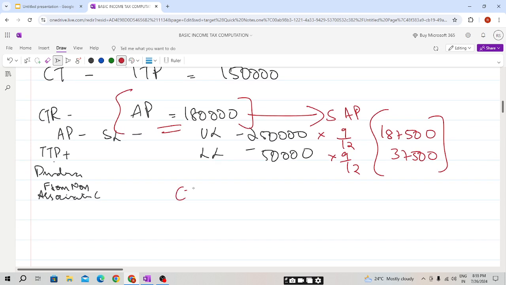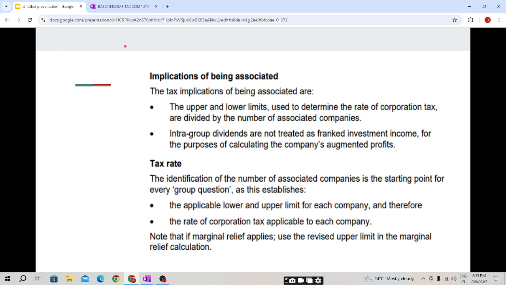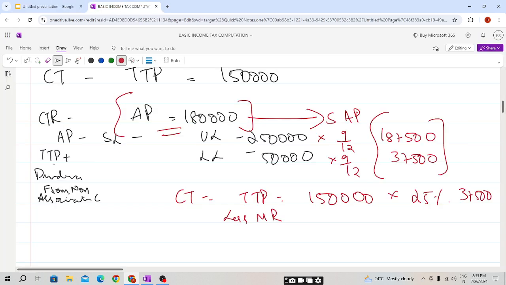So the CT will be TTP 150 into main rate, because our augmented profit is used to determine the corporation tax rate. So this is, students, 150,000 pounds, that is 37,500 less marginal relief. Now marginal relief. So students, when the upper limit and lower limit will be affected, we need to use the revised upper limit and lower limit for the marginal relief.